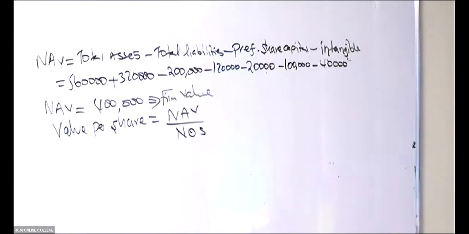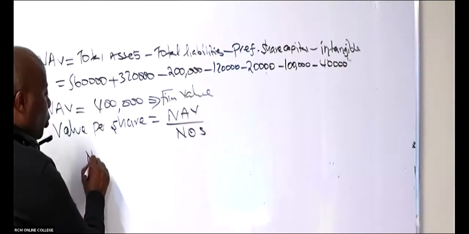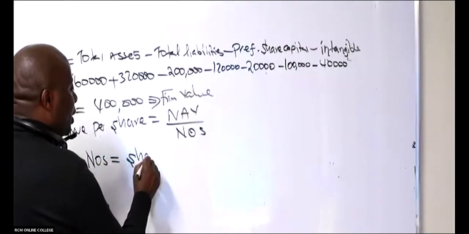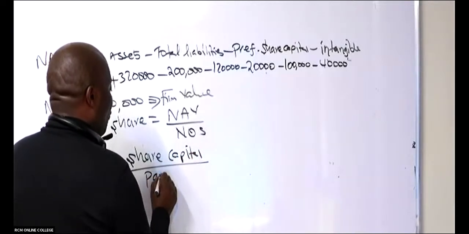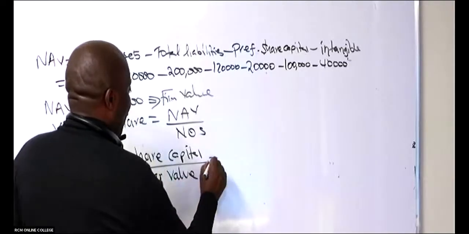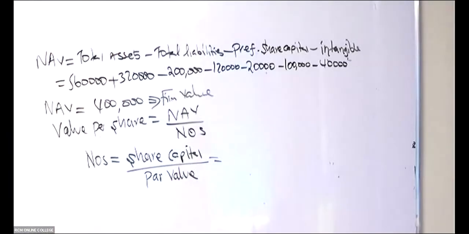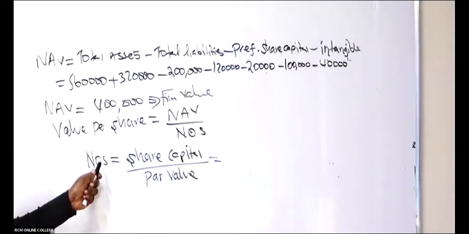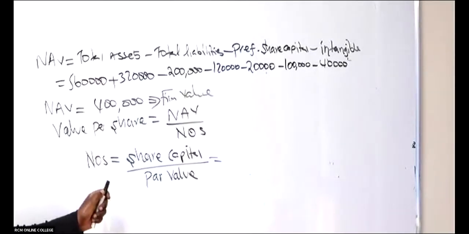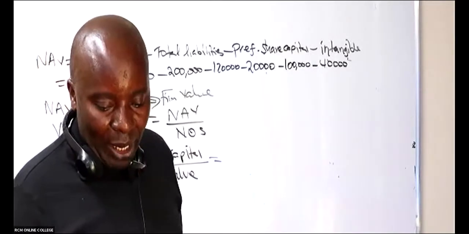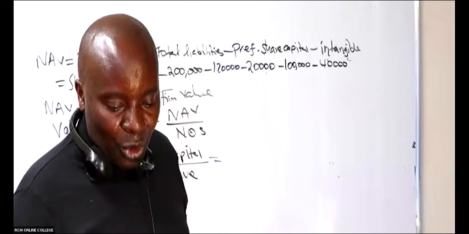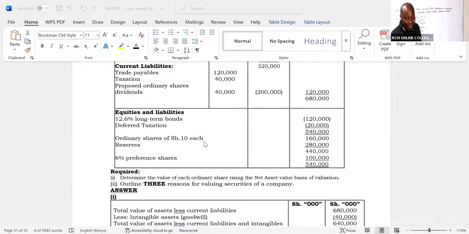And to get the number of ordinary shares from the balance sheet, we normally take the share capital and divide it by the par value. Whenever you want to get the number of ordinary shares, you take the share capital provided and divide it by the par value. If you look at the balance sheet we are given, it has ordinary shares of 10 each. The 10 is the par value.